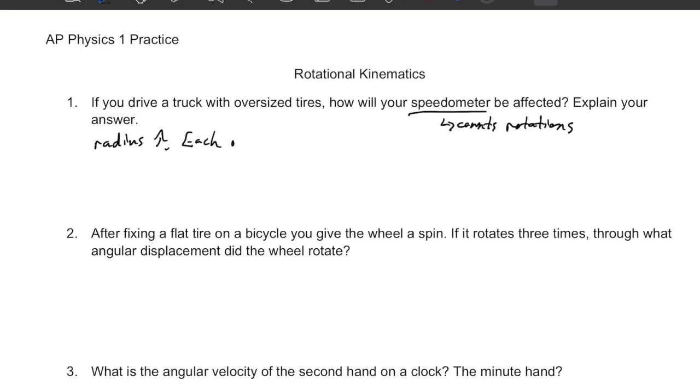So with an increasing radius, because you're getting oversized tires, they're going to have a larger radius. Each rotation will have an increased circumference that it's rotating through. So a smaller tire, when it rotates one time, will go a set distance. A larger tire, when it rotates one time, is going to go even further. So for each rotation, you're going to have a longer distance traveled in that same amount of time.